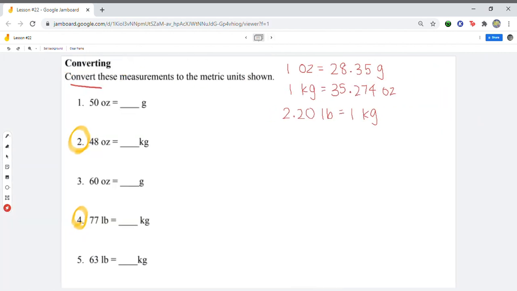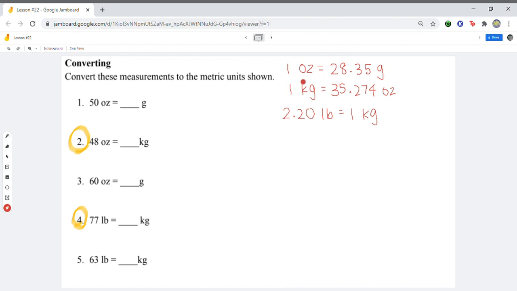It says convert these measurements to the metric units shown, and the metric units shown will be between either ounces, grams, kilograms, or pounds. So you're going to be converting between these 4 different units. On the right side over here, I wrote down the basic conversions of each of these. Remember that these are just rounded values. They're not exact values. So keep that in mind as you do all of these problems.